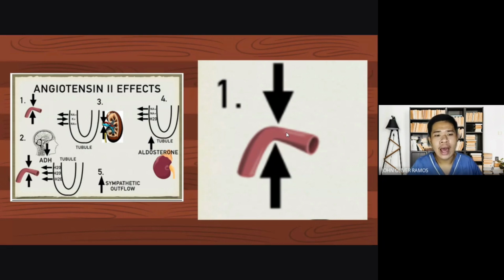First, angiotensin II is a potent vasoconstrictor. It acts to increase the systemic vascular resistance by constricting blood vessels, which in turn increases blood pressure.